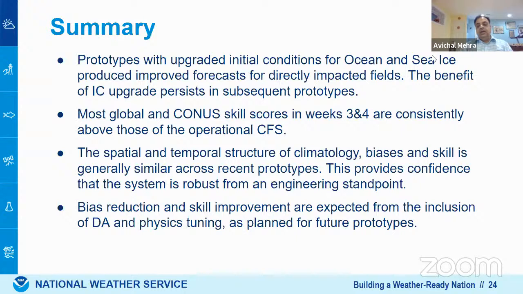So in summary, the prototypes, once upgraded with better initial conditions for ocean and sea ice, improved the forecast for those fields. And the benefits have been sustained in subsequent prototypes.